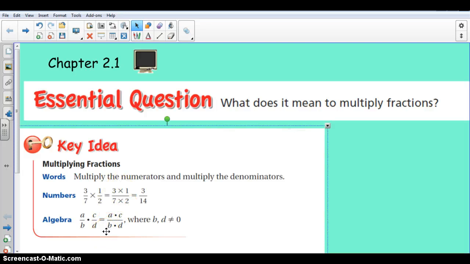Now, the algebraic form is all it is placing letters where there's numbers. So we have A over B and C over D, multiply just like this. And if you look, it's A times C, just like that, B times D, just like the bottom. Now, the next step says where B, comma D does not equal 0. In other words, this is not going to turn out to 0. All right, let's take a look at the actual lesson itself from the book.